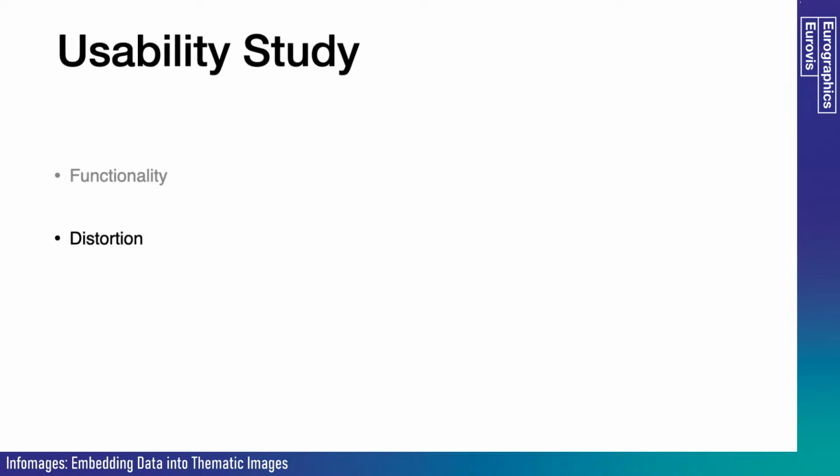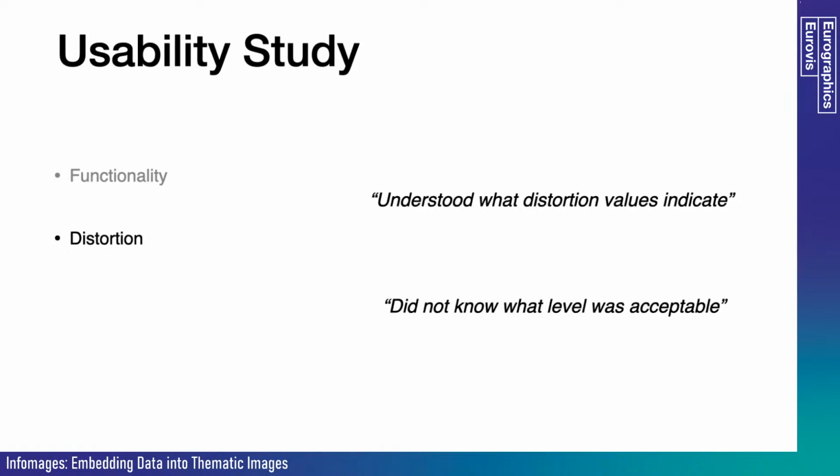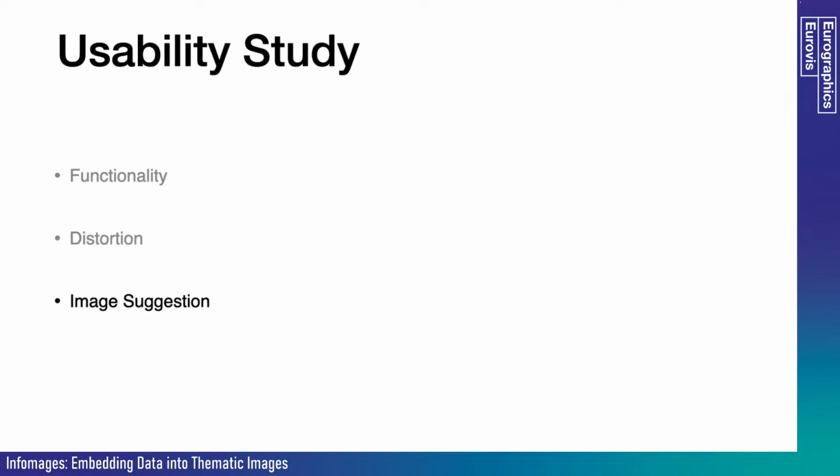Second, we asked the participants what they thought of the distortion estimation. They all stated that they understood what the distortion values indicated. However, they also stated that they did not know what level of distortion would be acceptable. Finally, the participants liked our image suggestion feature, but stated that they could find better images on their own, and they did so during the study.